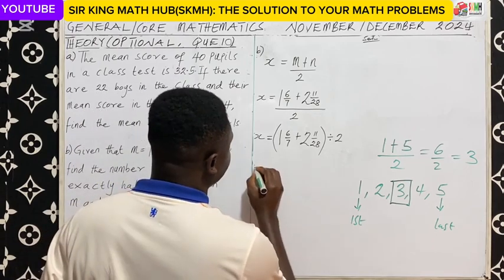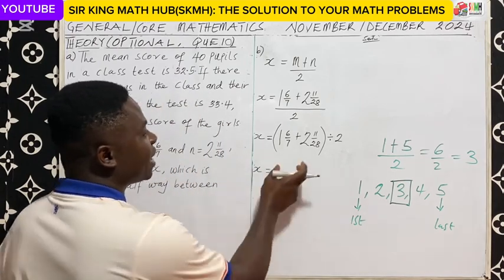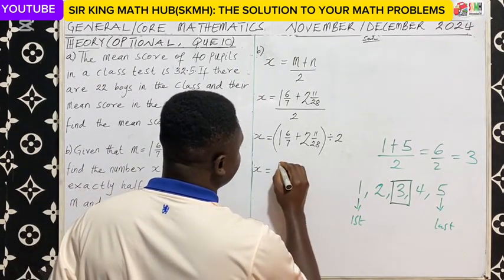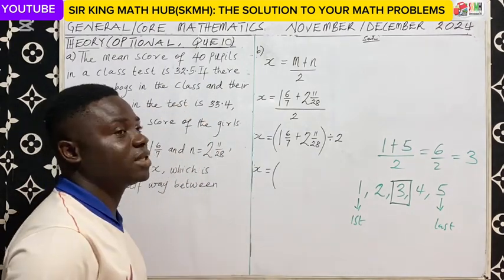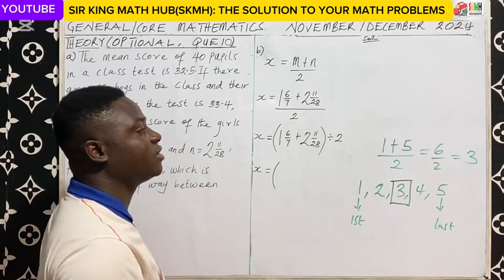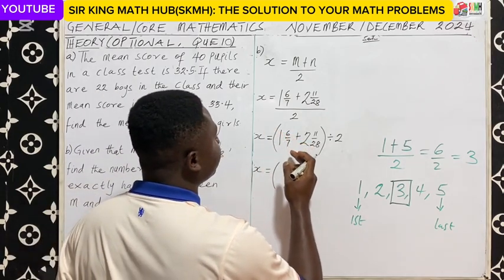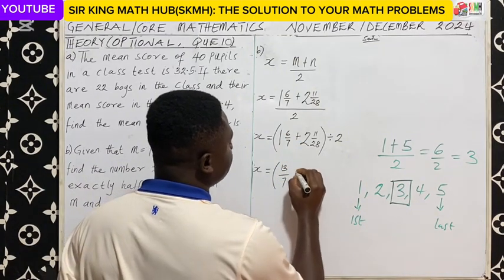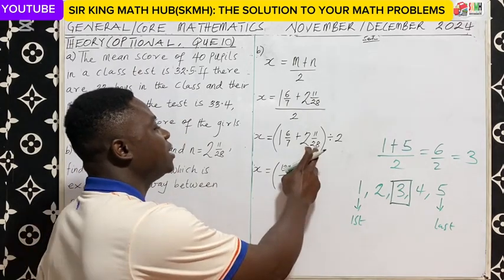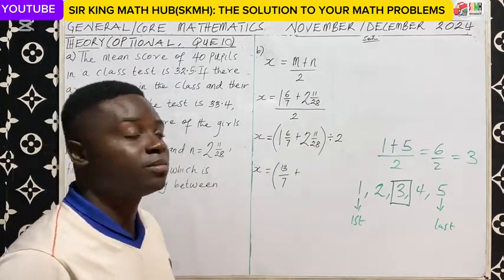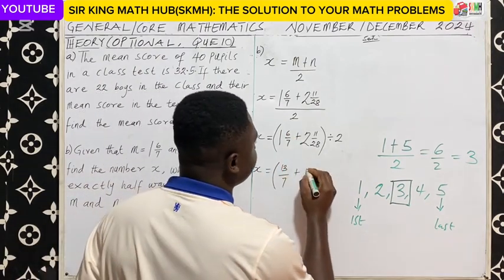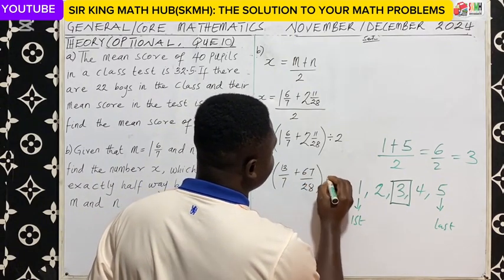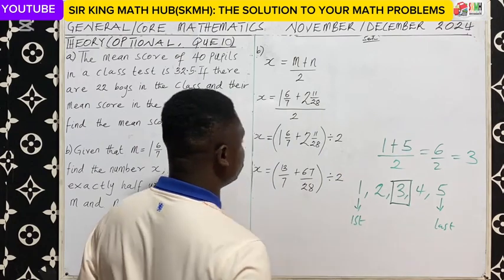So the next step, I think we can change the mixed fraction into improper fraction. So let's do that. The first one, one whole number 6 out of 7. 7 multiplied by 1, that is 7. 7 plus 6, that is 13. So 13 out of 7 plus 28 times 2, that is 56. And then 56 plus 11, I think that is 67 on 28. And we divide by 2.